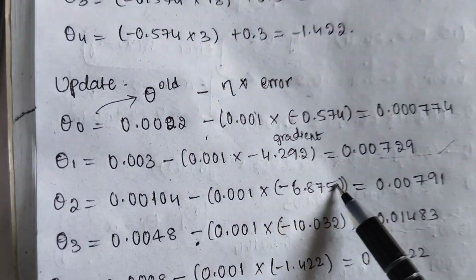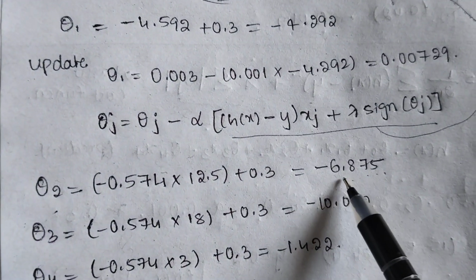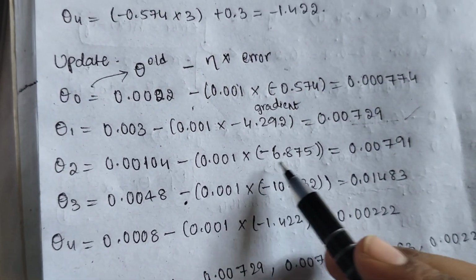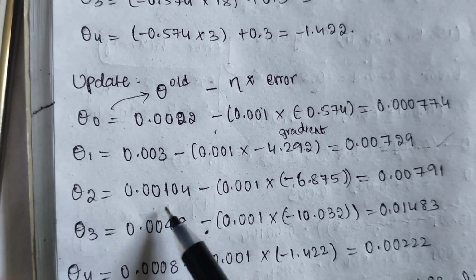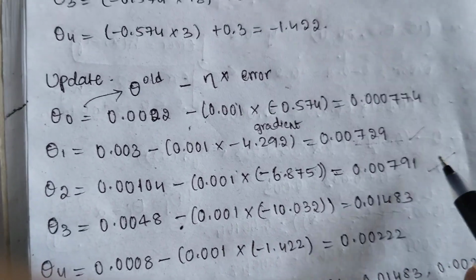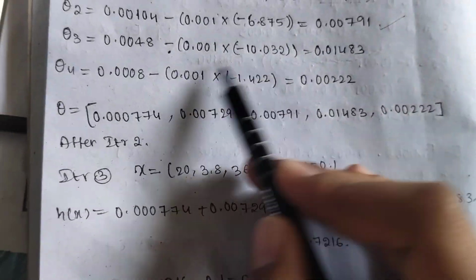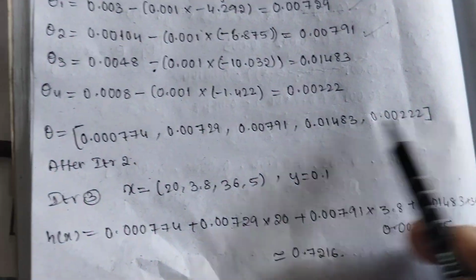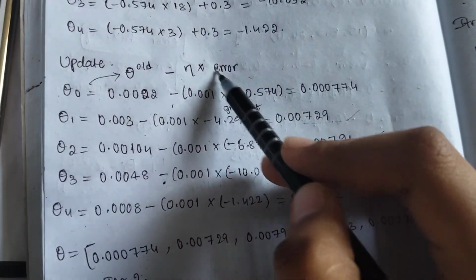Then for theta 2, again the same thing. The theta 2 gradient was minus 6.875. We have taken minus 6.875. That means old one minus eta into gradient, we'll be getting the updated weight. Like that, we'll be doing it for all of them. As you can see, after iteration 2, these are our new weights along with the bias also. For calculating the bias, we have considered the error itself, because it is the bias.